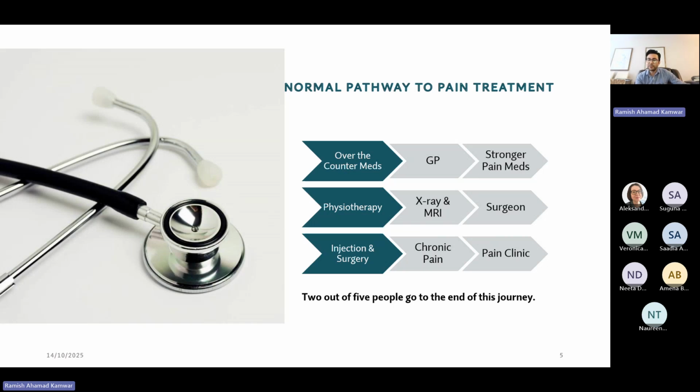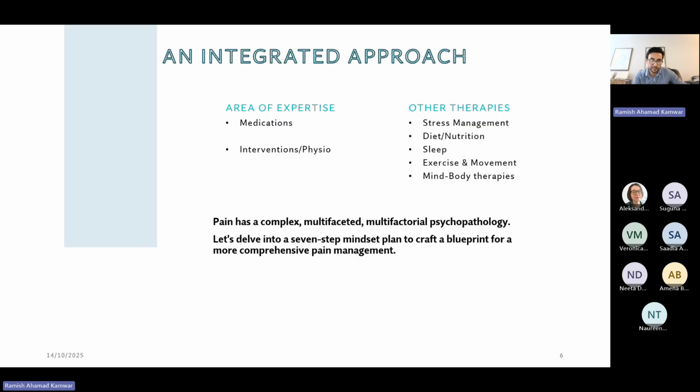So to give you an overview of what is happening in the conventional pathway of pain treatment, 2 out of every 5 people who go through this journey end up with chronic pain. So if someone entered the first step of over-the-counter medication for pain, there's a 20% chance that they will go through to chronic pain. So this gives you an overall idea of what kind of situation we are dealing with in the society.